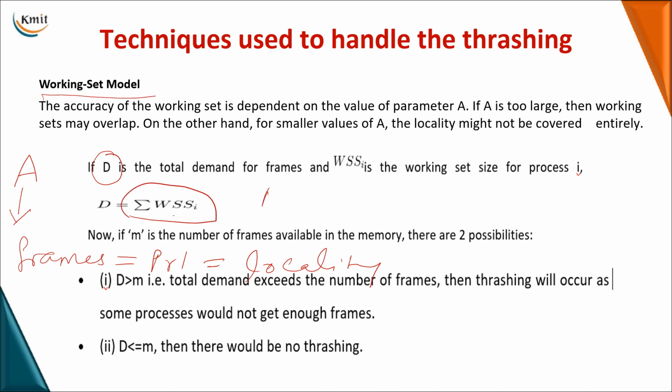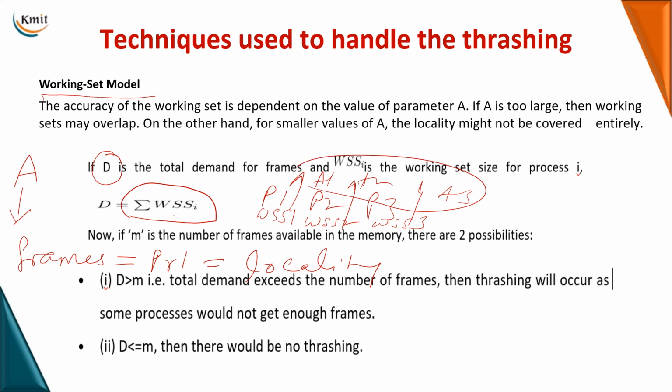If I have three processes P1, P2 and P3, I have working set model 1, working set model 2, and working set model 3, and each one will decide upon a parameter: A1, A2 and A3, which decide the number of frames based on the principle of locality. When I sum all of them, I get a value D, which is the total demand of the frames, whereas M is the number of actual frames present in your physical memory.